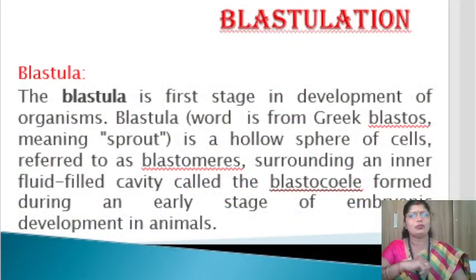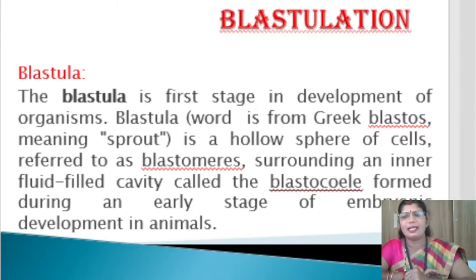So coming to blastulation, what is a blastula? Blastula is the first stage in the development of any organism. After fertilization, when the sperm and the egg fuse, a zygote will be formed. After the zygote, it will start to cleave. After the cleavage, the formation of the cluster of cells is called the blastula. Therefore, the blastula is the first stage in the development of an organism.